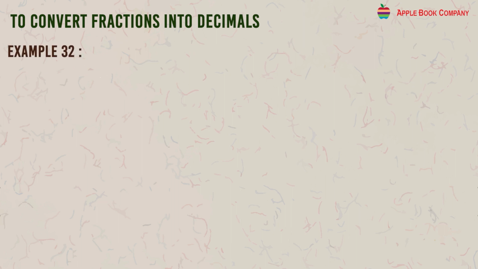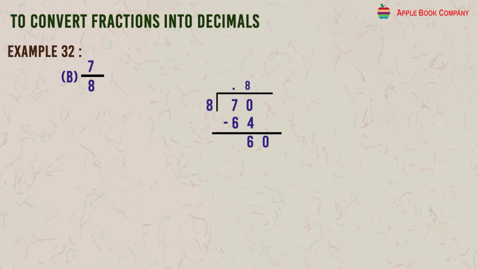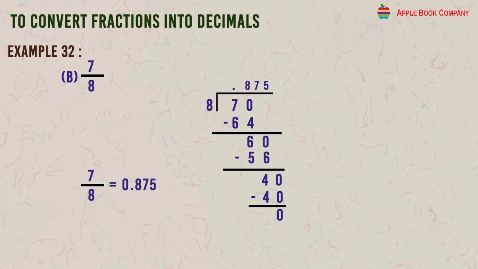Let us look at one more example. (b) 7 by 8. Since 7 cannot be divided by 8, put a point, add a 0. 8 8s are 64, left out with 6, put a 0. 8 7s are 56, left out with 4, add a 0. 8 5s are 40, the remainder is 0. Therefore, the solution is 0.875.